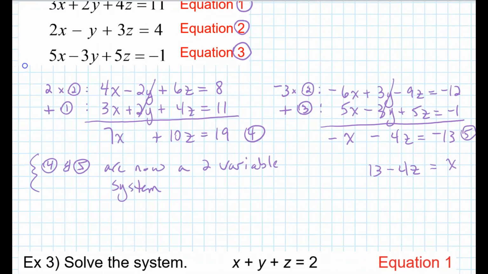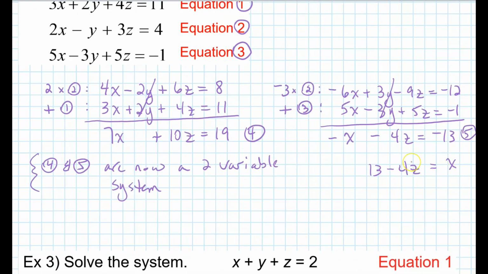Okay. So now I can plug this x into, which should I plug it into? Equation 4, yes. Into equation 4. So I do 7 times 13 minus 4z plus 10z is equal to 19. What's that going to be? It's 91 minus 4z plus 10z is equal to 19.